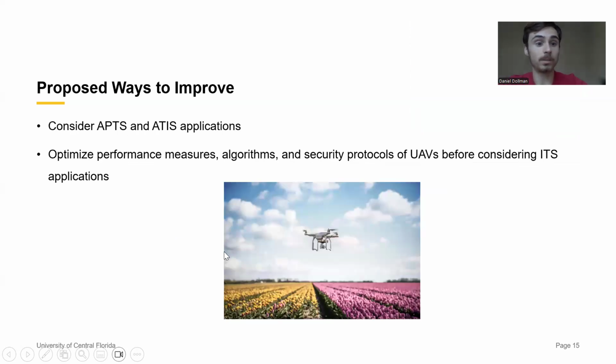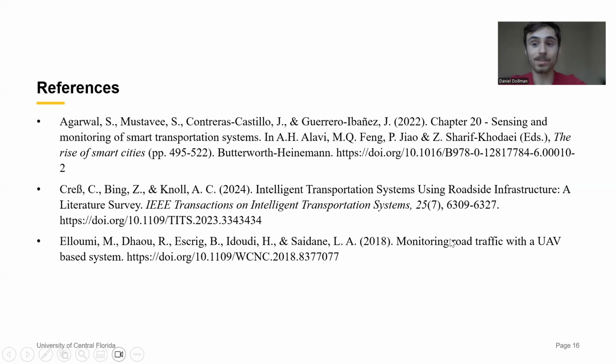Then, some proposed ways to improve: we need to consider APTS and ATIS applications, so the different ITS systems I've discussed previously. We also need to make sure to optimize performance measures, algorithms, and security protocols of UAVs before considering ITS applications. And these are my references.